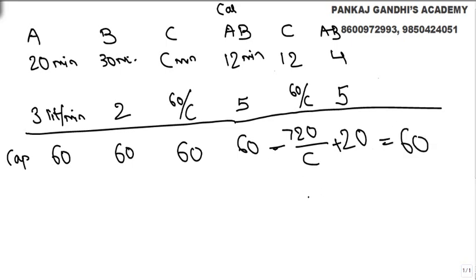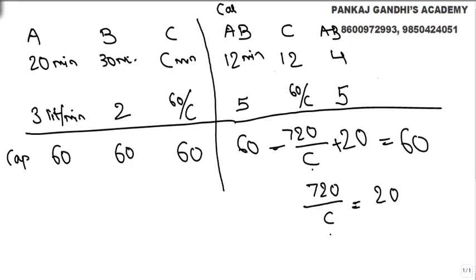So solving it, we get the equation here: 60 minus this plus this. So solving it, we get 720 by C equal to 20. So C equal to 36 minutes.